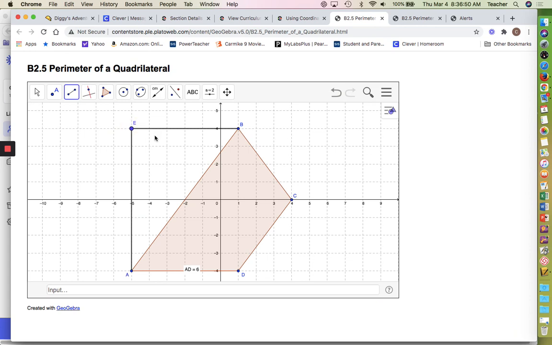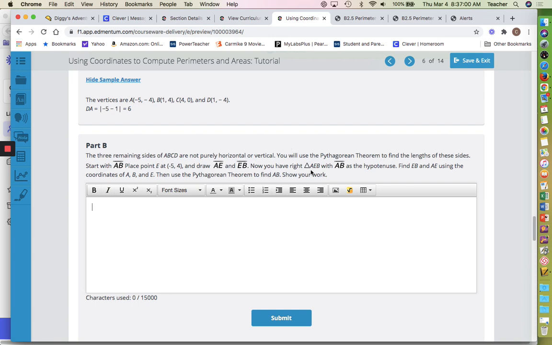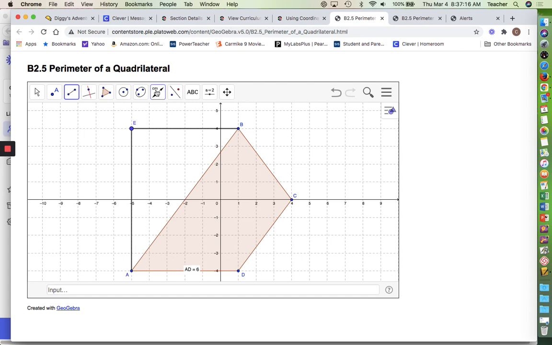Now I have a right triangle, and I'm going to use the Pythagorean theorem. Now you have a right triangle AEB, and AB is the hypotenuse. Find EB and AE. Those are the 2 sides we just got to find, using the coordinates of A, B, and E, and use the Pythagorean theorem to find AB. If I come over here and find distance, E to B is a 6. E to A is an 8. They want me to use the Pythagorean theorem with the 6 and the 8.